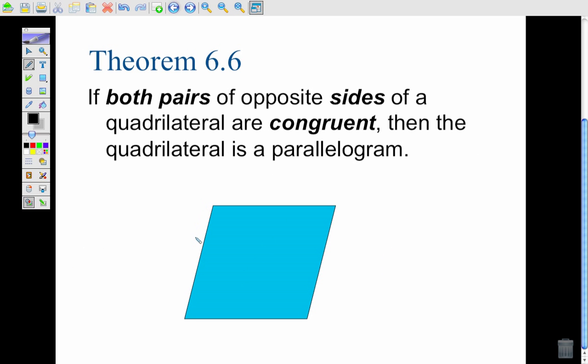All right, so our first theorem for today is the converse of the first theorem from yesterday. And it just says that if we have both pairs of opposite sides congruent, then we know we have a parallelogram. So opposite and opposite here. So if we see a figure marked this way, we know that we have a parallelogram.